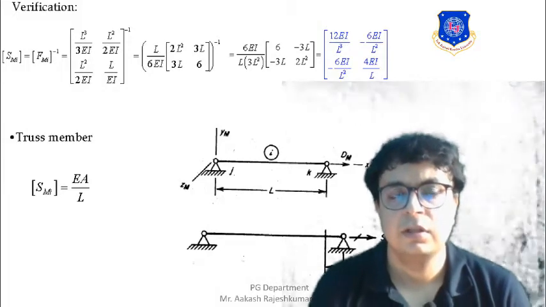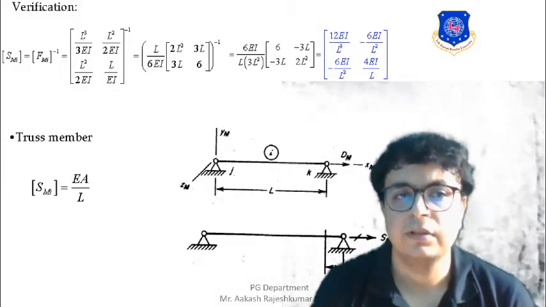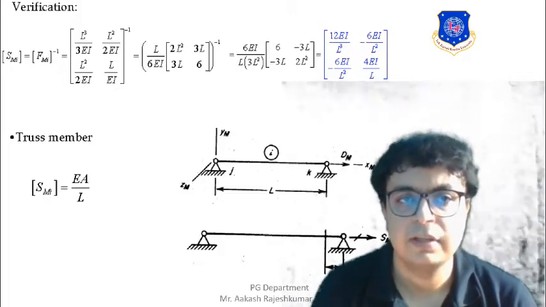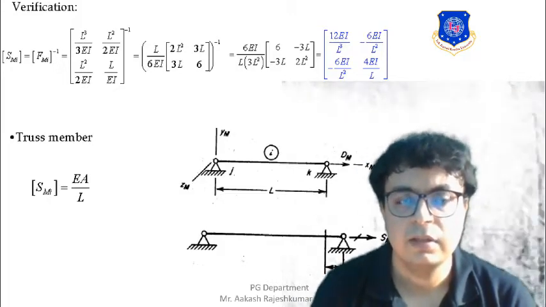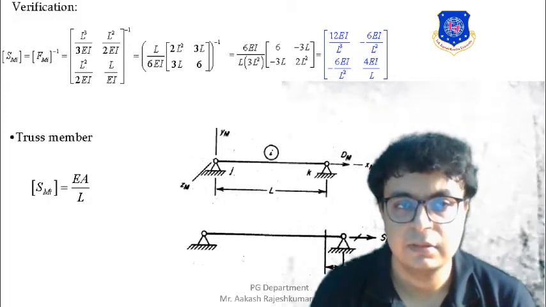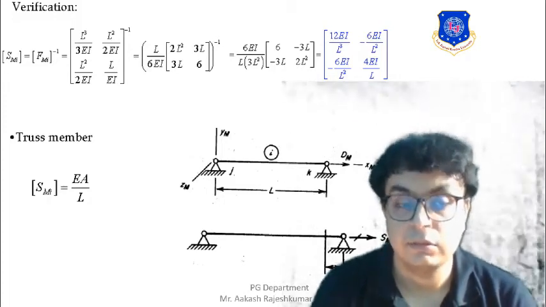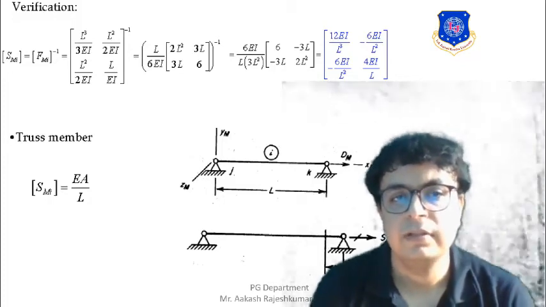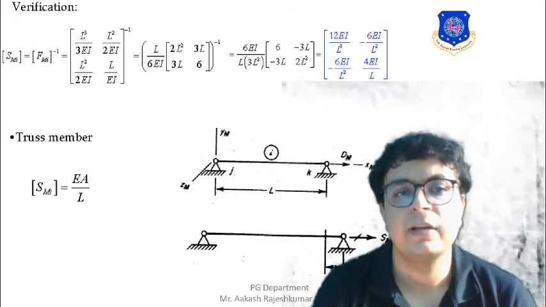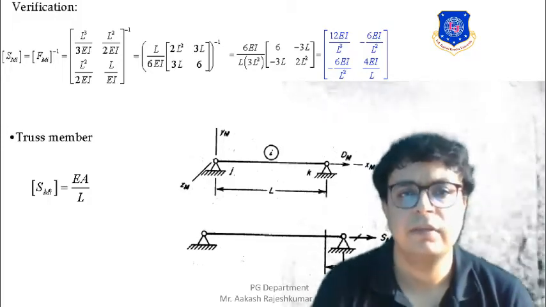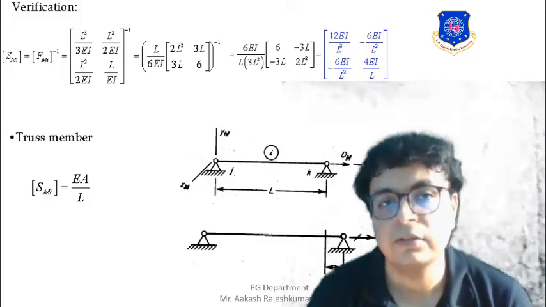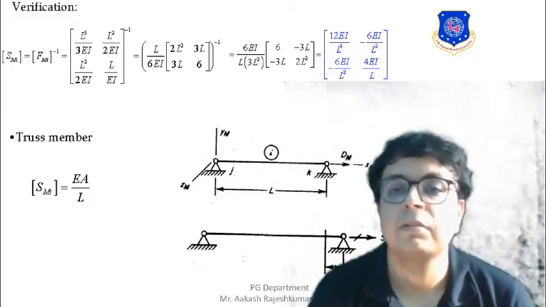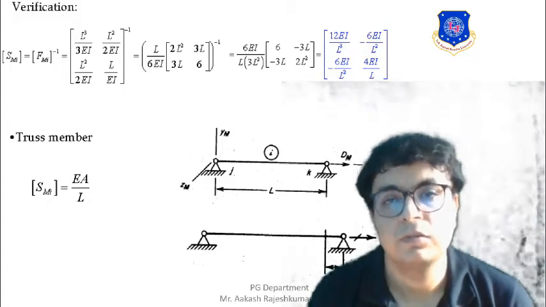The verification is seen over here, that is S_MI is equal to F inverse, with L cube upon 3EI, L square upon 2EI, and in the bottom row L square upon 2EI, and the last term L upon EI. After solving this, after finding the inverse of it, finally we will get 12EI upon L cube, minus 6EI upon L square, minus 6EI upon L square.